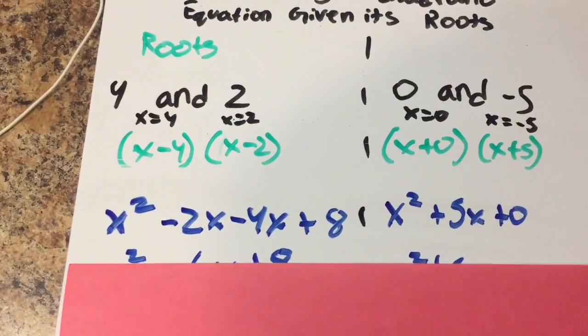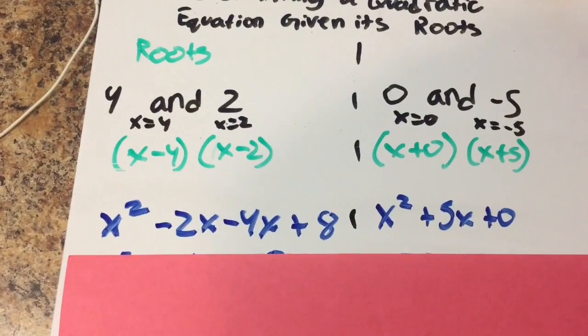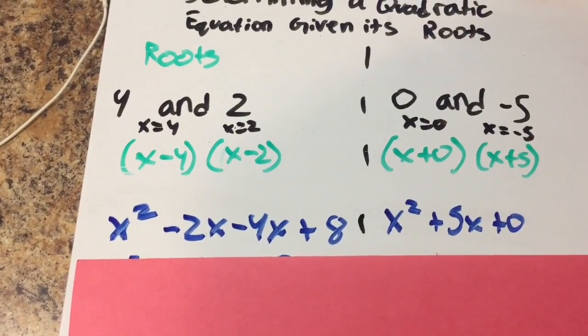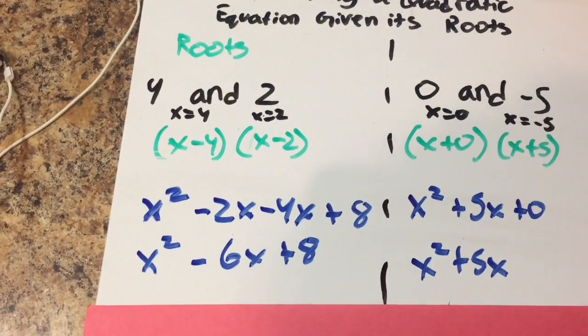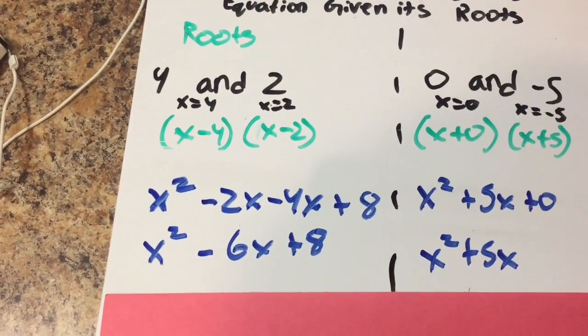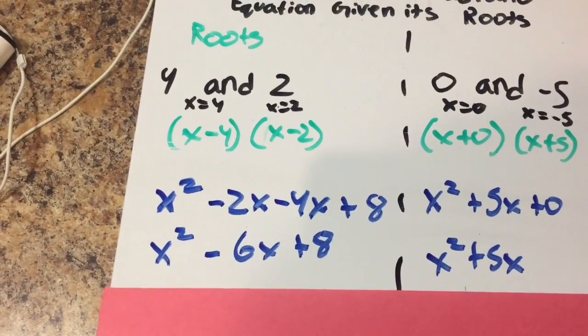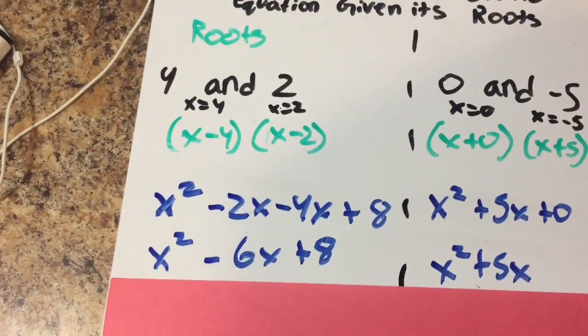So x times x gives you x squared, x times negative 2 gives you negative 2x, negative 4 times x gives you negative 4x, negative 4 times negative 2 gives you 8. Now you put negative 2x and negative 4x together, which gives you x squared minus 6x plus 8. So this is how you turn your two roots, 4 and 2, into a quadratic equation.